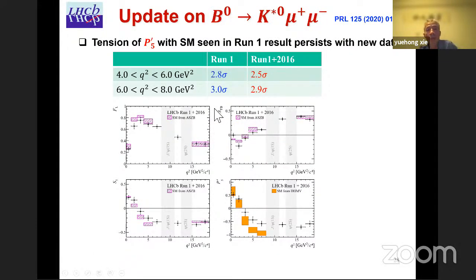The previous analysis of B0 to K star mu mu used only Run 1 data, but some discrepancies with the Standard Model predictions in the observable P5 prime were already observed at the level of about 3 standard deviations. So this time we include data collected in 2016, and the results are shown here. The tension in P5 prime remains, although the discrepancy is slightly reduced.